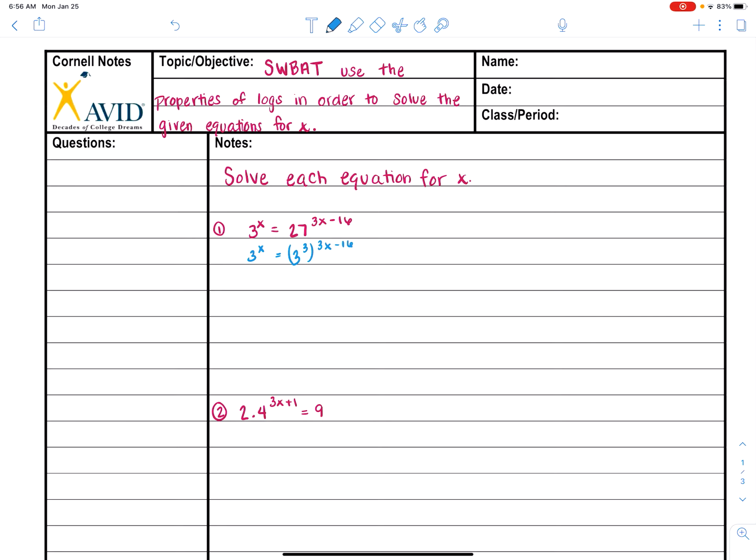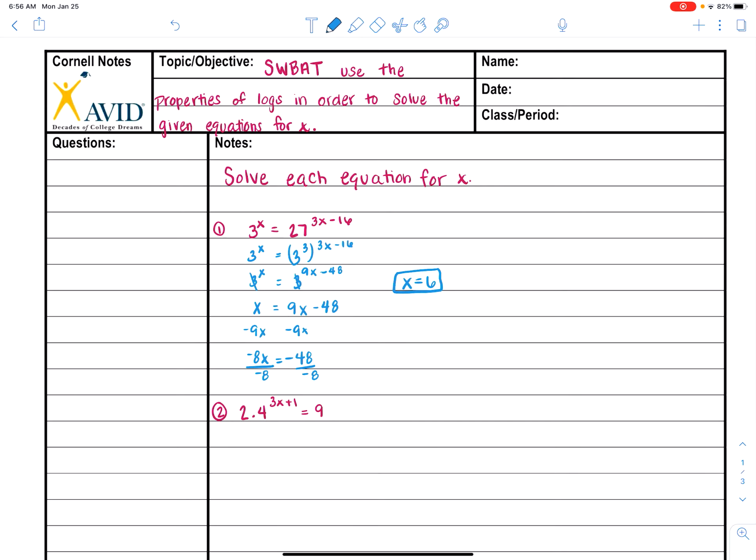Okay, now your properties of exponents say that if you have an exponent raised to another exponent, you can keep the base and multiply the exponent. So it's 9x minus 48. So distribute the 3. Now that I have the same base, I can get rid of the bases and solve for the exponents. Because if the bases are the same, the exponents must be the same because that's a property of equality. So I'm going to now solve for x. So minus 9x, minus 9x. So negative 8x equals negative 48. Divide by negative 8. And we know that x equals 6.